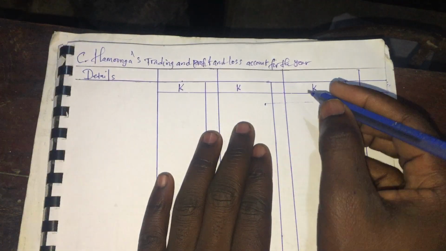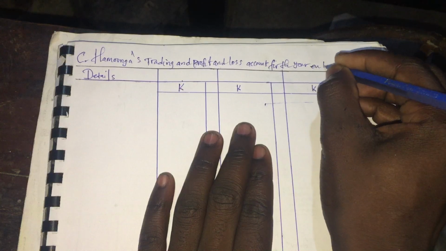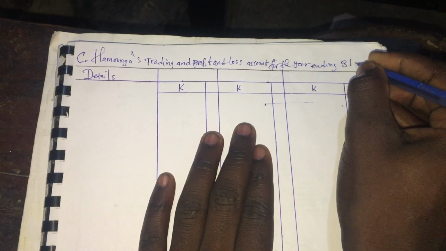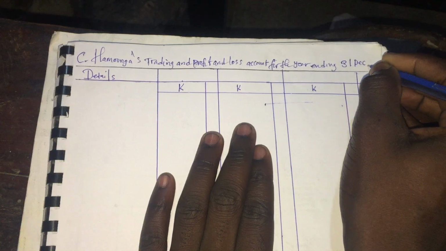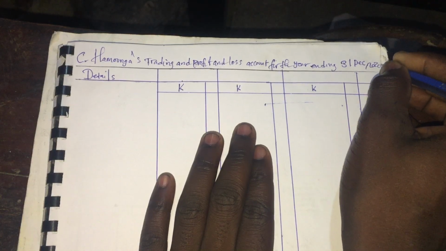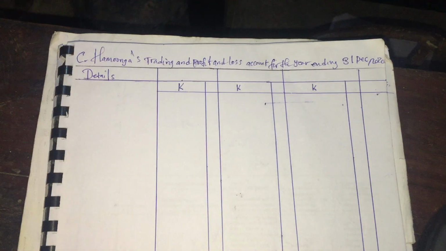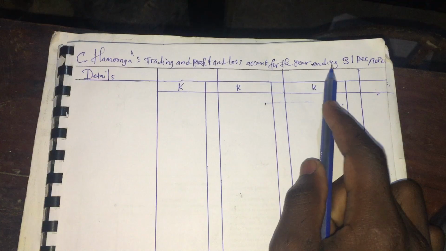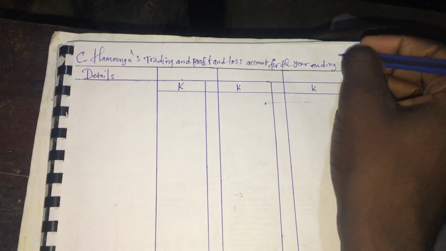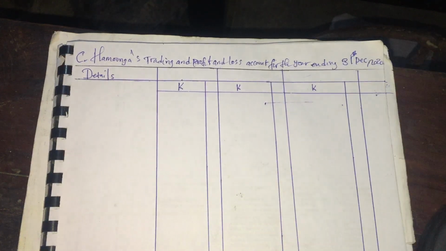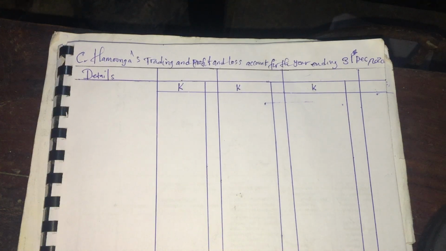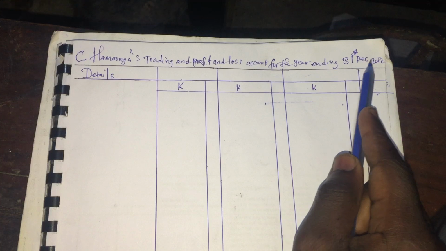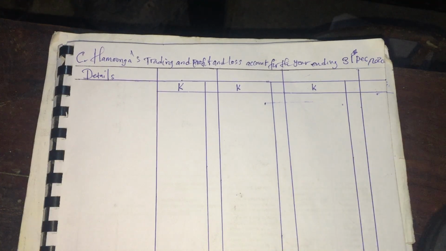So amount for the year ending, 31st December 2020. All right. So C. Hamonga's trading profit and loss account for the year ending 31st December 2020. Because of space here, I've just written DEC, so it's December. You must complete it.